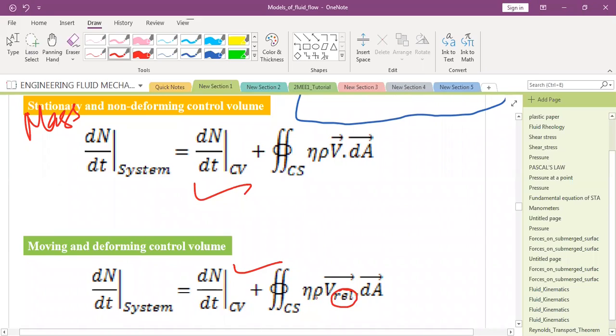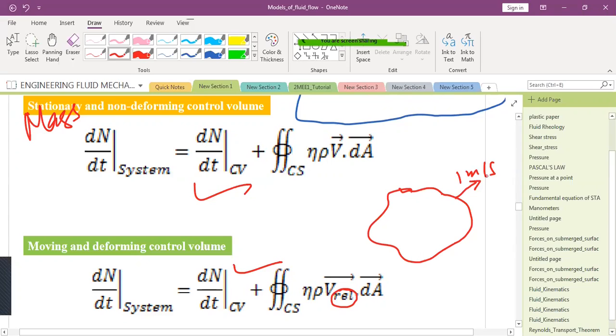And you clear? V relative means if this was the control volume and this was the control surface, if it were stationary, then you know that if fluid is coming out from here, this is stationary, whatever its velocity is, suppose it is 1 meter per second, then it is 1 meter per second only. But suppose the control volume itself is moving in this same direction at 0.5 meter per second, then what do you take? The control volume itself is also moving at 0.5 meter per second, so what does that mean?